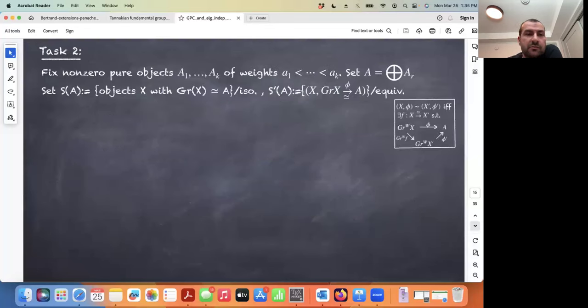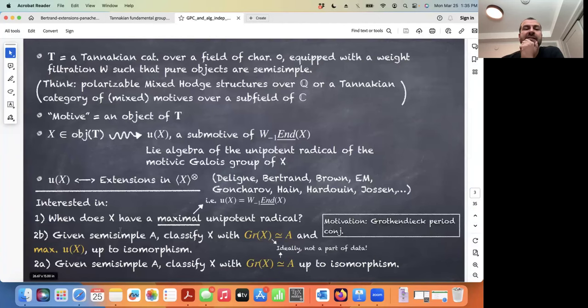So now I'm going to move on to the second task. Okay, so now the second task was about, going back to this slide, you give me a simple object A, a direct sum of pure objects, and I would like to study the classification problem of all motives X whose associated graded is isomorphic to A, and then the ones that have a maximal unipotent radical. And then there's sort of two versions of this problem. One of them is that you ignore the data of these isomorphisms altogether, and the other one is that you incorporate those.